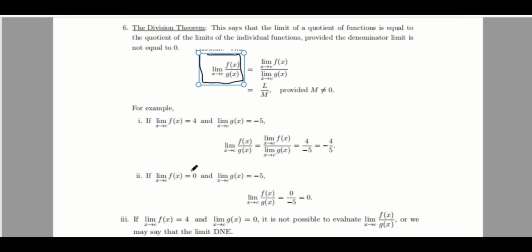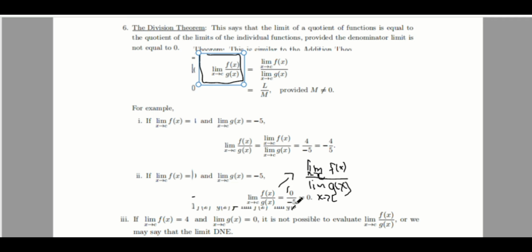Number 2, if the limit of f of x is 0 and the limit of g of x is negative 5. Therefore, taking the limit of this, the limit of f of x over g of x, so taking the limit of the quotient, this is equal to the quotient of the limits. So this is equal to the limit of f of x as x approaches c over the limit of g of x as x approaches c. And the limit of f of x is 0, and the limit of g of x is negative 5. So 0 divided by negative 5 is 0.